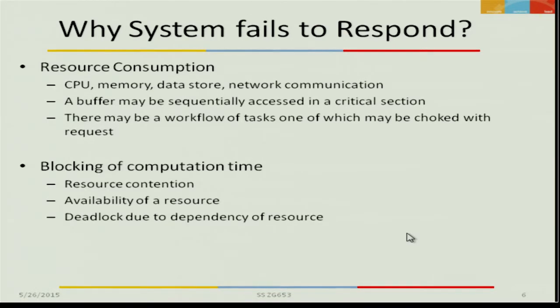There could be reasons like blocking of computation time. So there could be resource contention. There might be many demanding computation units, typically threads or processes, trying to access the same resource and thereby causing a contention. Availability of a resource might be an issue, because of which the computation time is blocked. There could be deadlock due to dependency of resources. Because of that, the system might fail to respond.